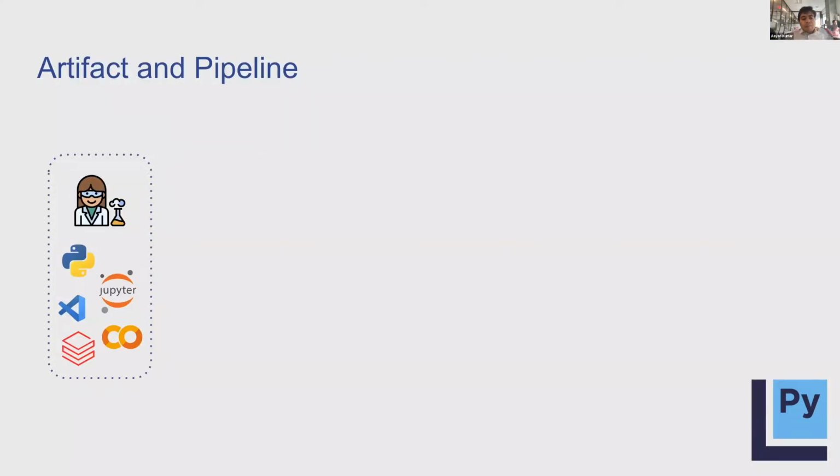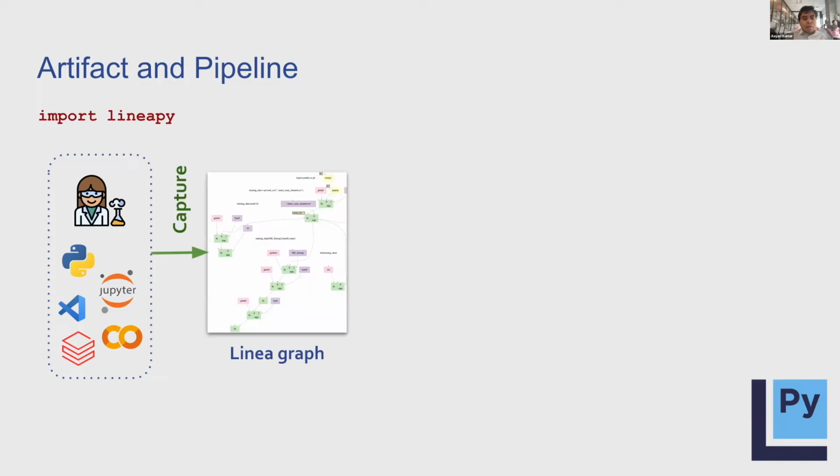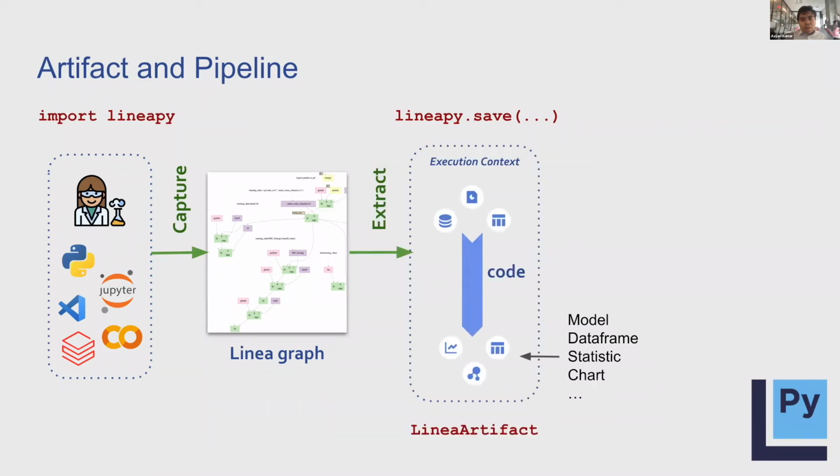LineaPy basically works on any platform that runs Python, so you can run it on a script, in VS Code, Jupyter notebooks, Colab notebooks, or Databricks notebooks, so pretty much anywhere. The magic begins when you type import lineapy. When you do that, in the background, LineaPy will start processing every single line of code and convert it into a graph. Then when you call lineapy.save, LineaPy takes a chunk out of that graph, calculates the nodes leading up to the node that you're trying to save, and saves that as an artifact.